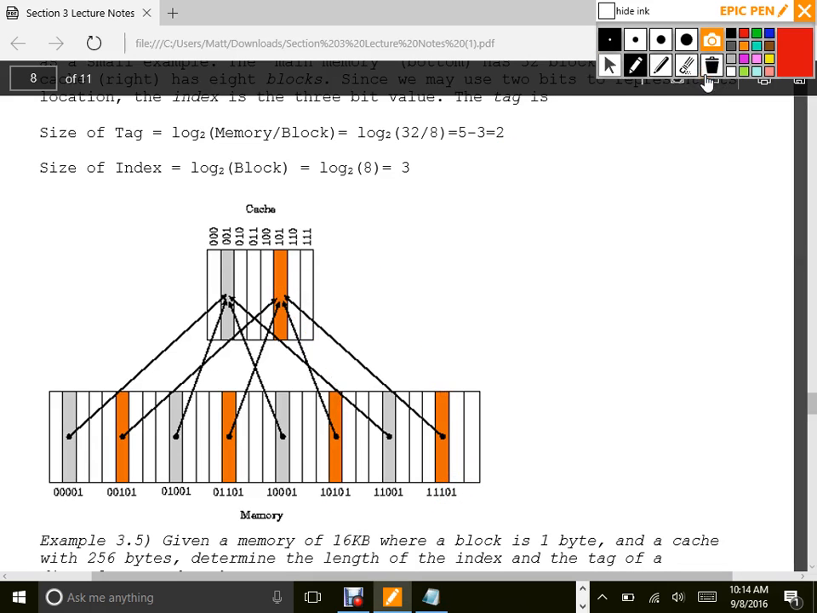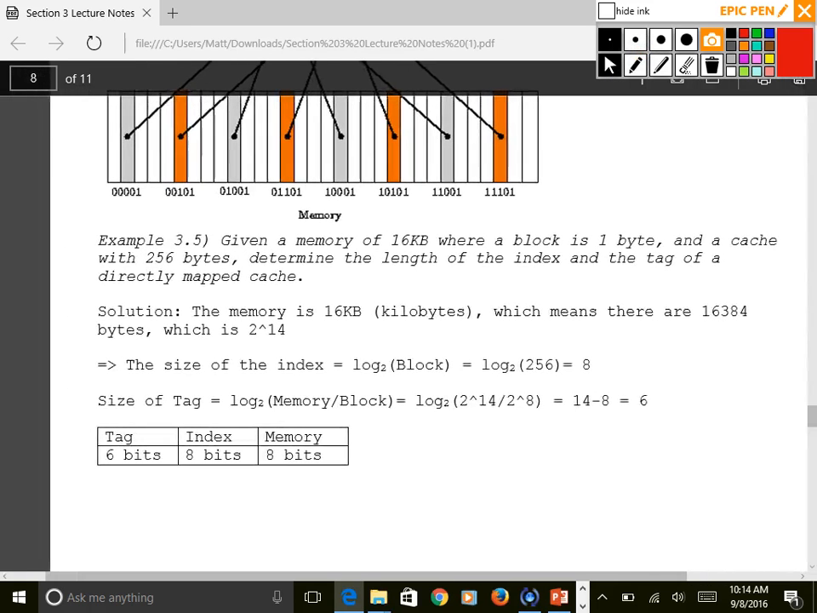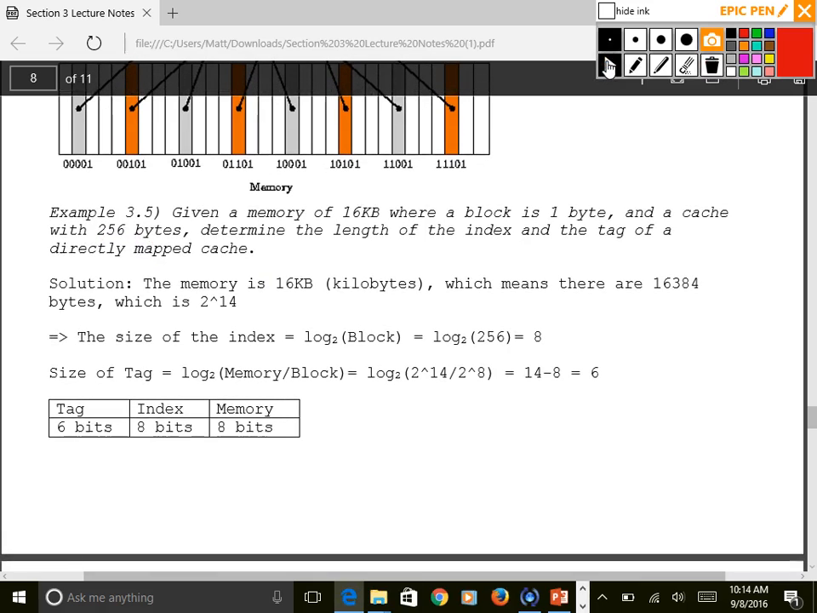So the first thing we want to do is have a slightly more realistic type problem. Given a memory of 16 kilobytes, where one block is 1 byte, and a cache with 256 bytes, determine the length of the index and the tag of a directly mapped cache. Another thing, whenever somebody says 16 kilobytes, that means it's 16 times 1024. 16 times 1024 is 2 to the 14.